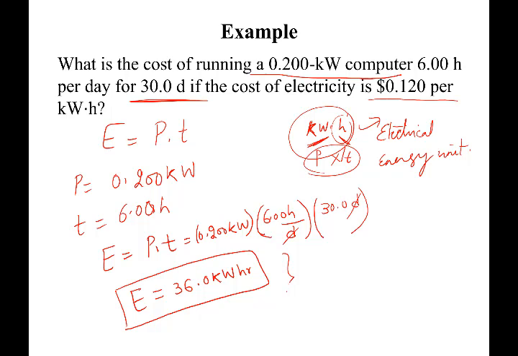So now let's find out how much it costs us. So cost is given by energy multiplied by whatever the price per kilowatt hour is. So 36.